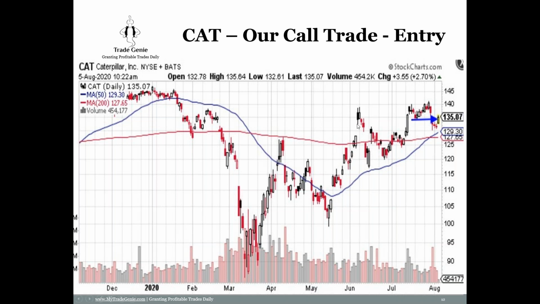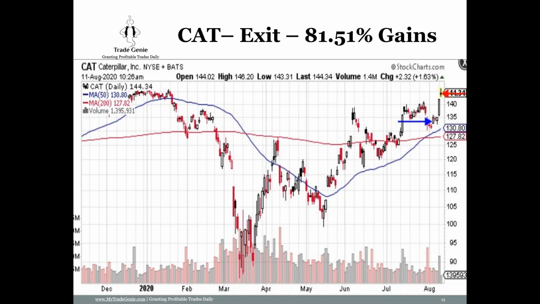So the way I look at it, I say, okay, after the 3 down days, it gapped up. What are the chances that it's gapping up very close to the 50-day moving average? Chances are Caterpillar is going up. So we went long at 135 and look at what happened.